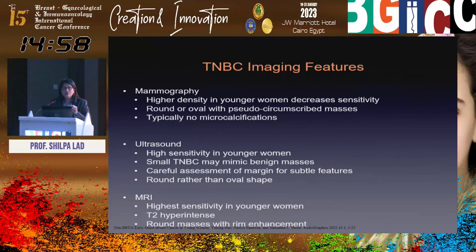We may not be able to assess the margins so thoroughly in smaller lesions, okay? Therefore, make an extra attempt to carefully assess the margin, okay? Are there spiculations? Are there microlobulations? Is there any irregularity along the margin? MRI has the highest sensitivity. These masses, however, are T2 hyperintense, so don't get fooled by the T2 hyperintensity in these masses. And they can be round, but rim enhancement because of central necrosis can help us make that diagnosis.